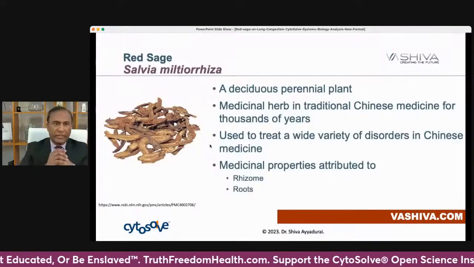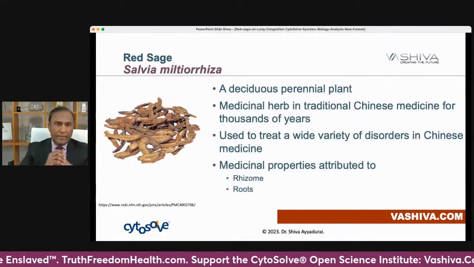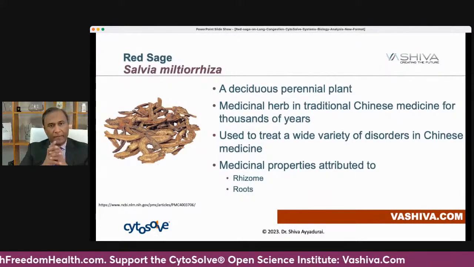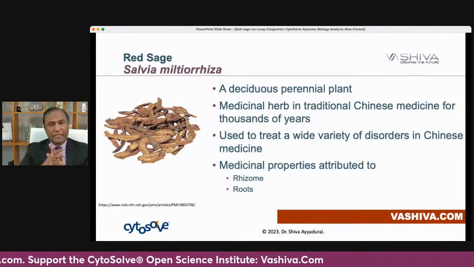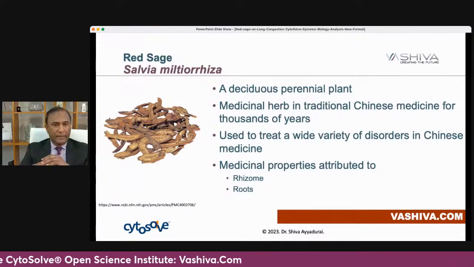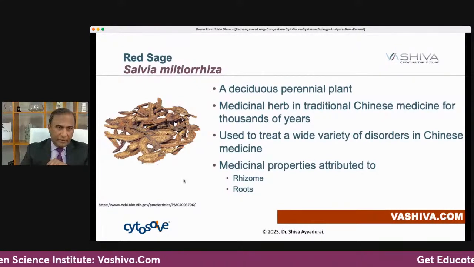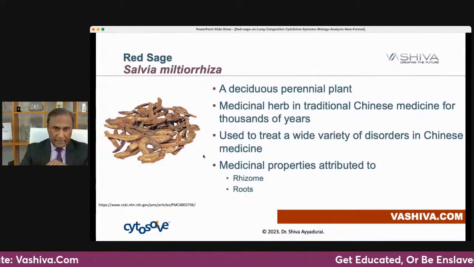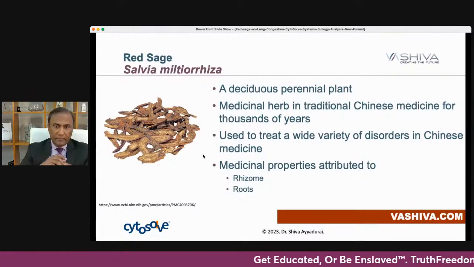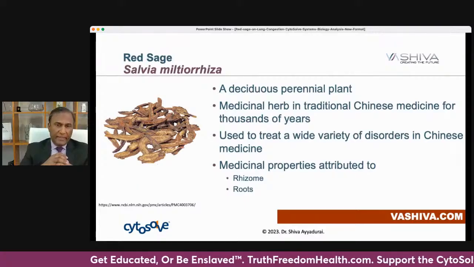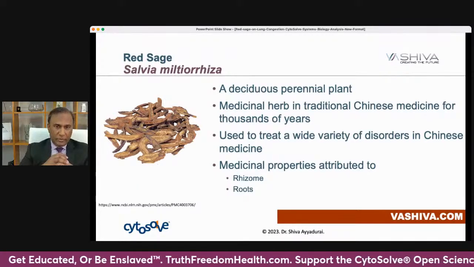So red sage is known as Salvia miltiorrhiza. It's a deciduous perennial plant. And I have an example of it over here. This is what it looks like. And it's a medicinal herb that's been used in traditional Chinese medicine for thousands of years. And it's used to treat a wide variety of disorders in Chinese medicine.